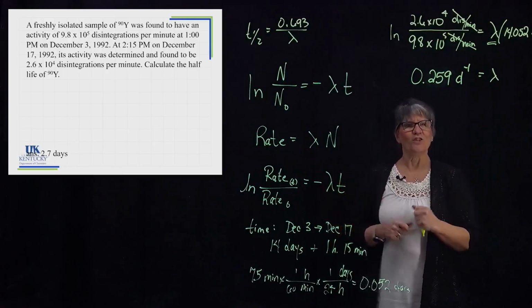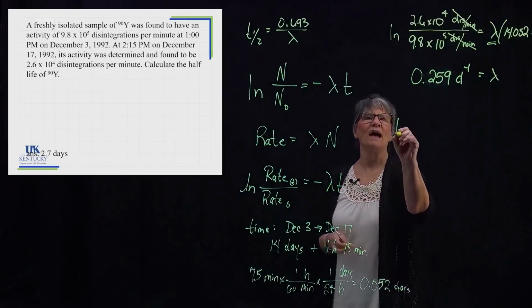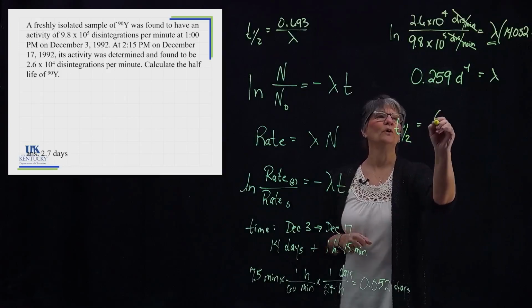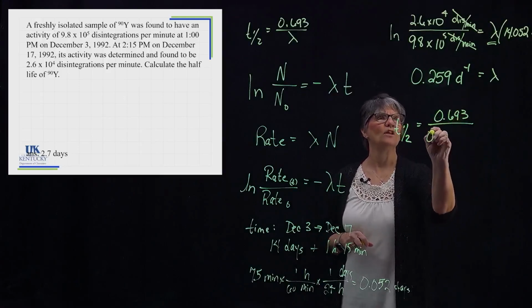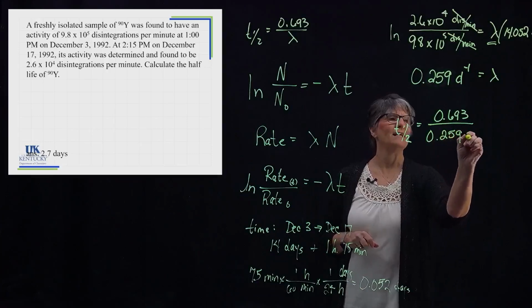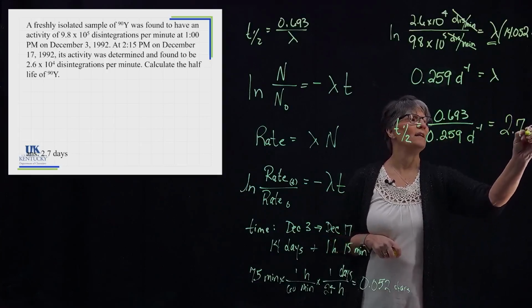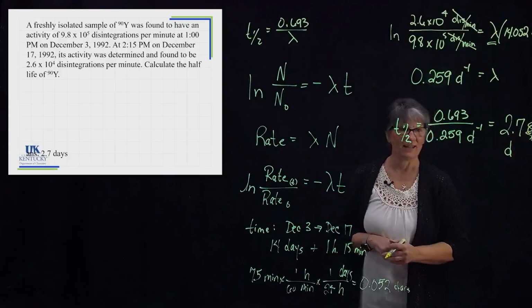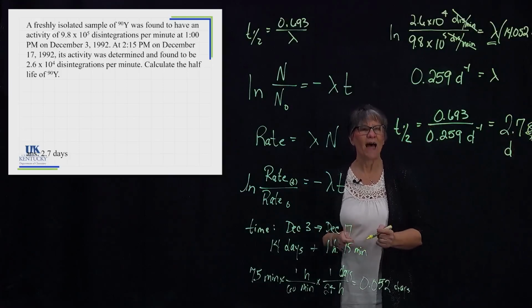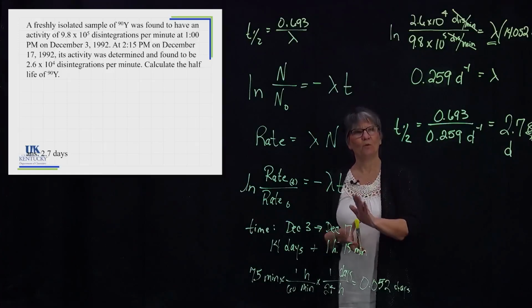Are we answering the question yet? No, because it's asking for the half-life. So what is the half-life? The half-life is equal to 0.693, which is your natural log of 2, divided by this number, 0.259 days to the minus 1. That is going to give you 2.7 days. Well, you can't see that D, so I'm going to just put it under here. That is a D right there. 2.7 days. So the half-life of this reaction, based upon the information given, is just 2.7 days. In that much time, half of it will have gone away.